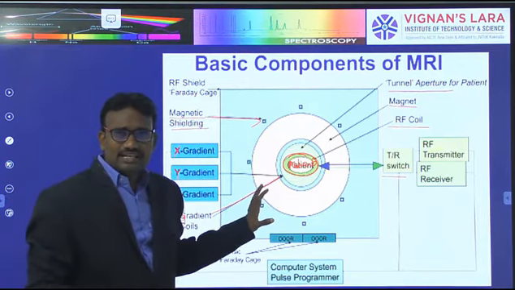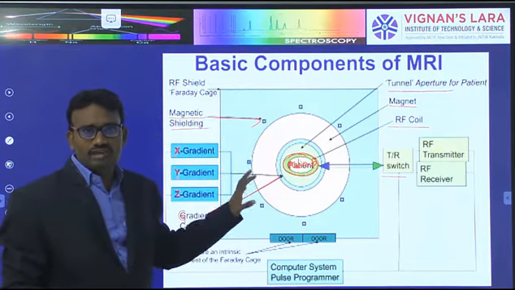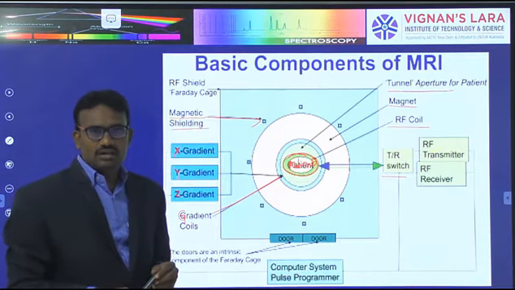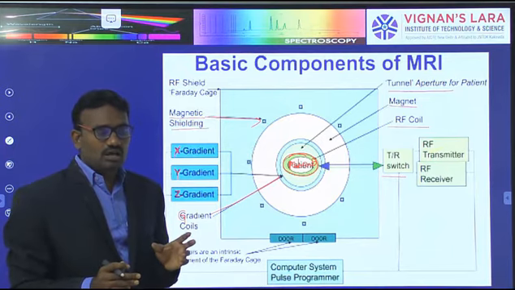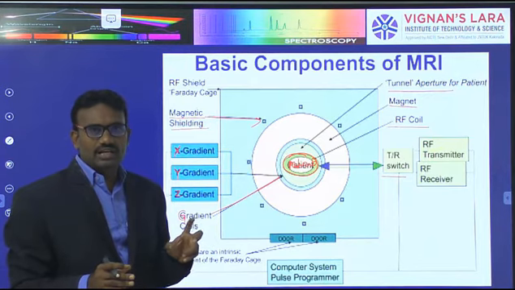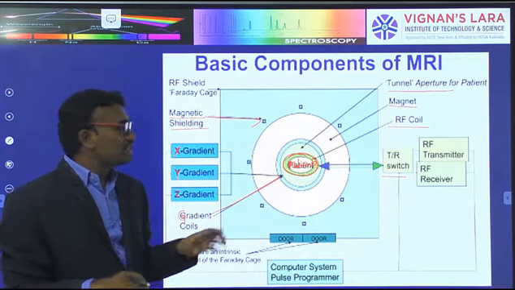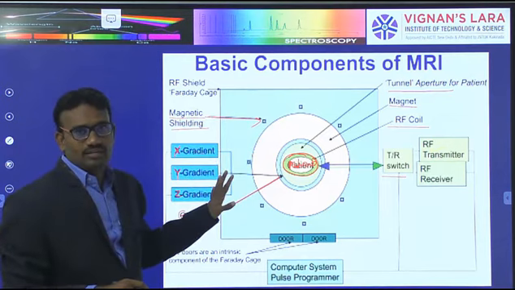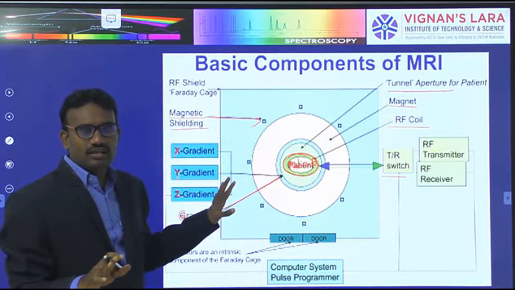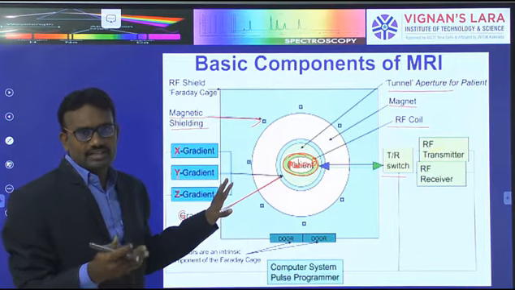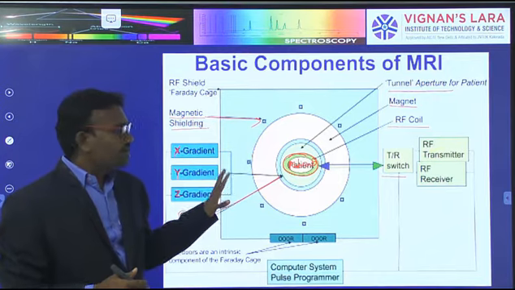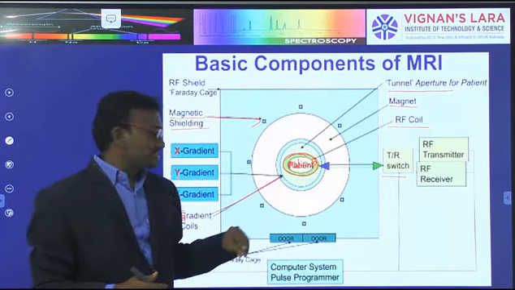MRI scanning depends on the magnetic field, but CT scanning works by radiation. Radiation affects some people, such as pregnant women. So MRI scanning is better compared with X-ray and CT scanning. X-ray and CT scanning work by radiation, but MRI scanning works by the magnetic field. We do not use any radiation frequencies.